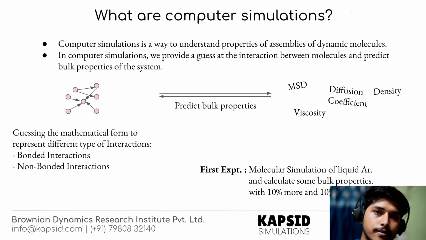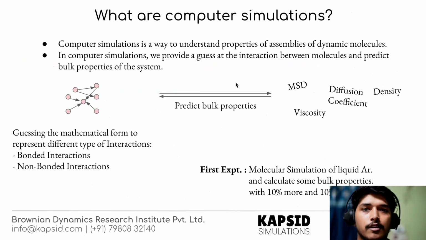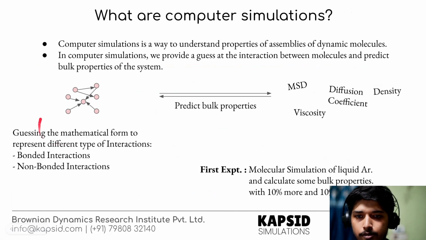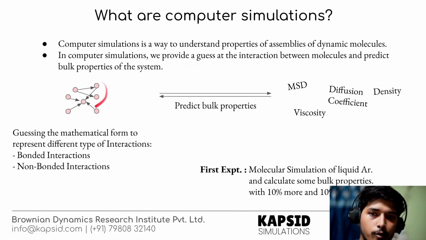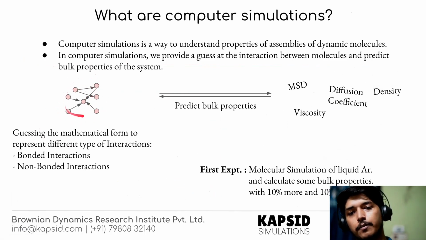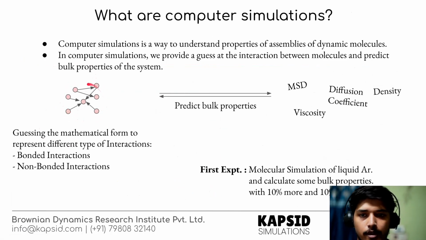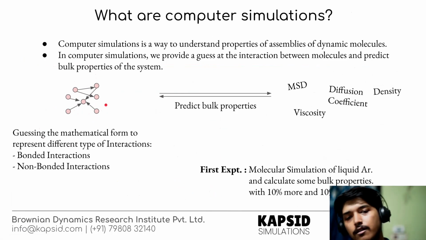So what are these guesses? Think that you have, let me just start the laser pointer, a couple of water molecules interacting with each other, or for the sake of simplicity, think of this as argon gas or something like that, interacting with each other. It's not a very strong interaction, so it's a very light interaction. Let's say these argon molecules are interacting with each other with a Lennard-Jones potential or something like that, right?